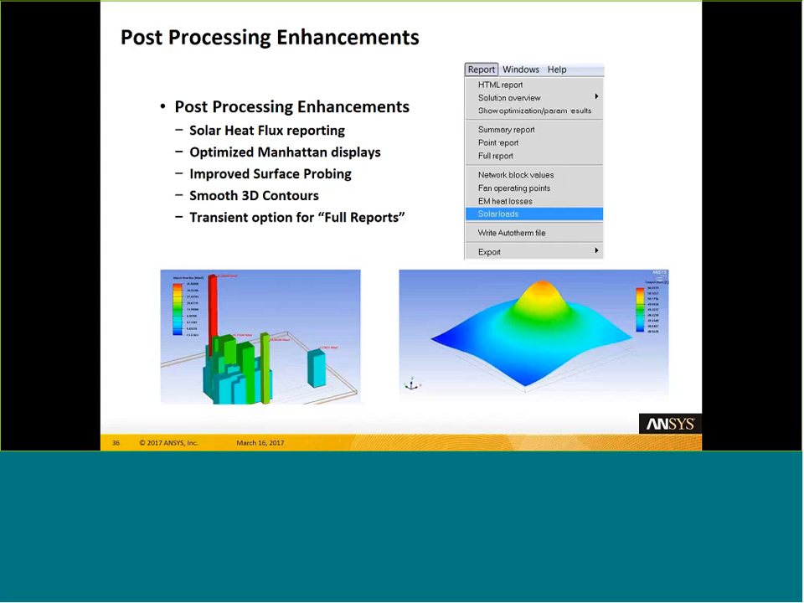Improved surface probing, so you can surface probe on more post-processing objects. And you can also create smooth 3D contours, and there's now a transient option for full reports. So previously, a full report would only give you the final solution state for a transient simulation, but now you can view it at each saved point in that transient simulation.